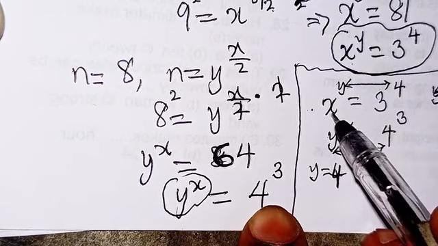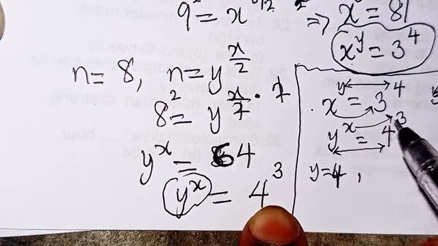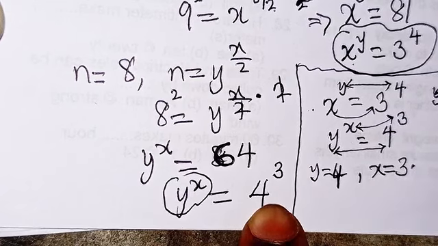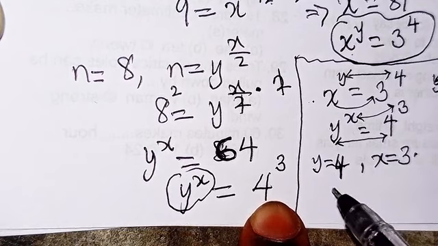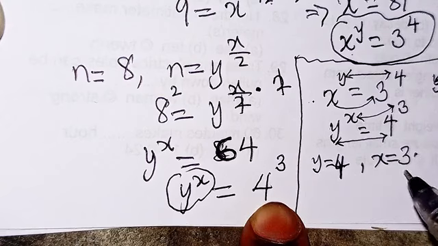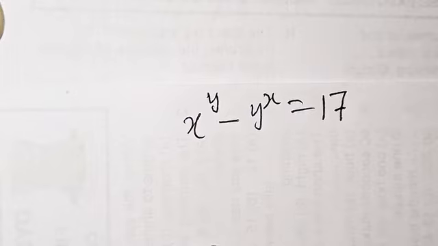And look at this, x is 3. Look at this place, 3. So it means x equals 3. Do you understand now? So we have the two solutions to be y equals 4 and x equals 3. So we can check as follows to see whether we are right or not.